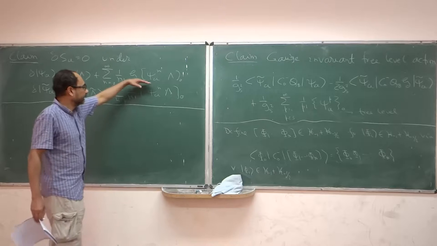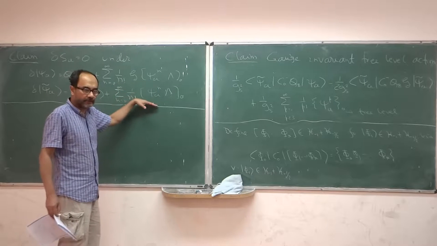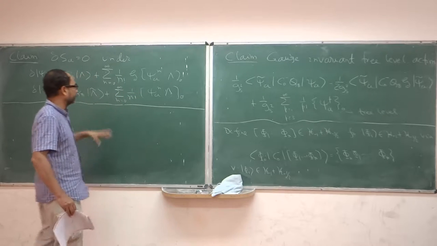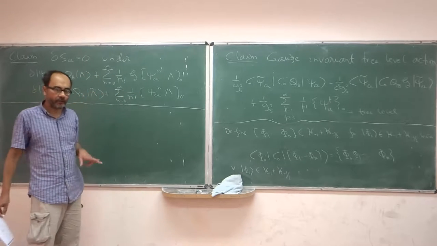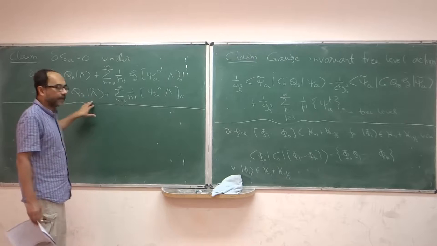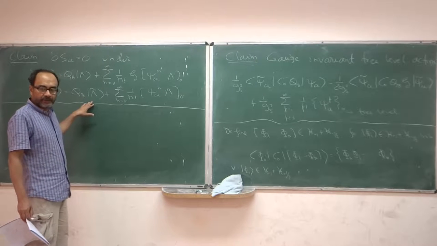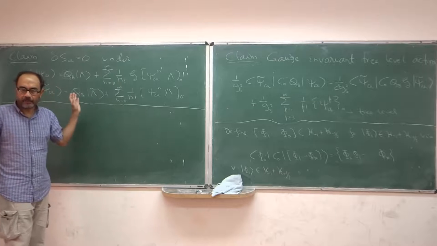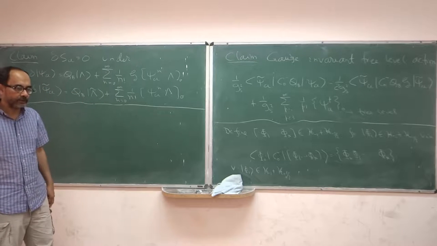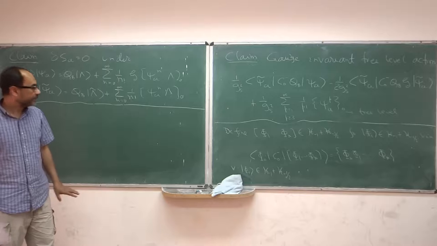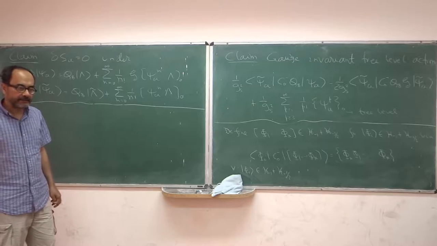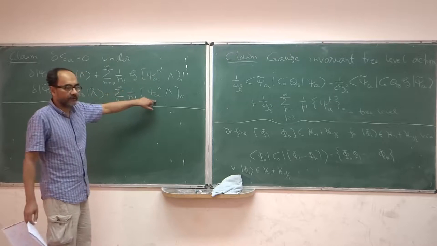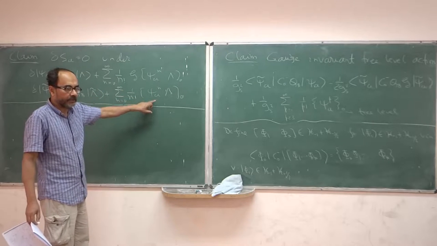Then you see the transformations. The point is that you can decompose this into two kinds of transformations: the lambda transformation and the lambda tilde transformation. The lambda tilde transformation doesn't have any nonlinear term. Lambda tilde transformation corresponds to lambda equal to 0. That is just UV lambda tilde. It's the lambda transformation which becomes nonlinear, which has all these additional terms.